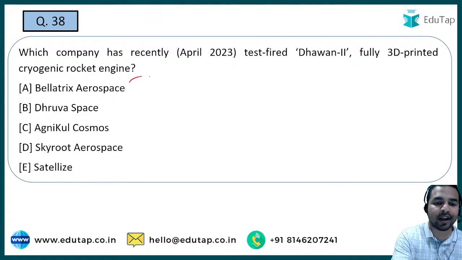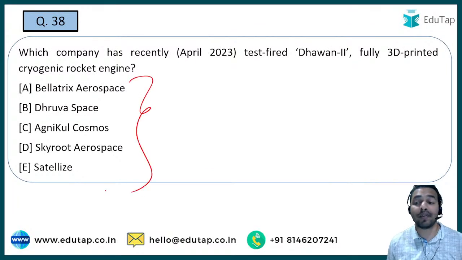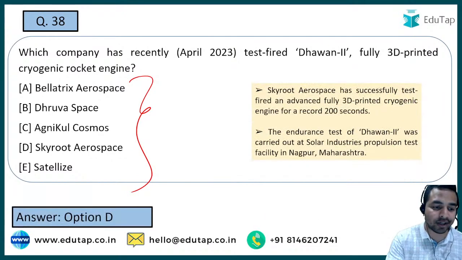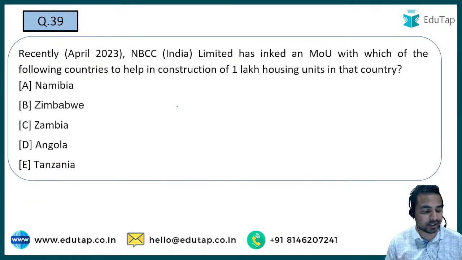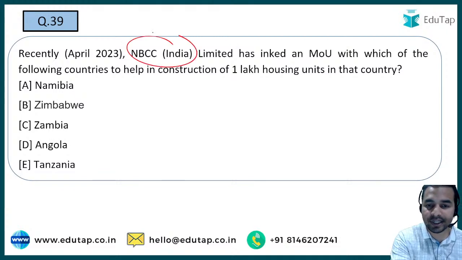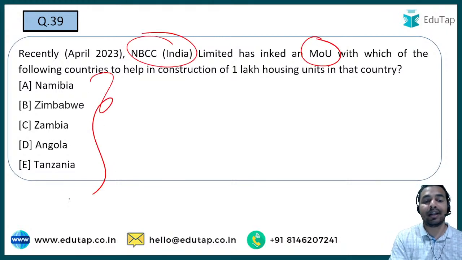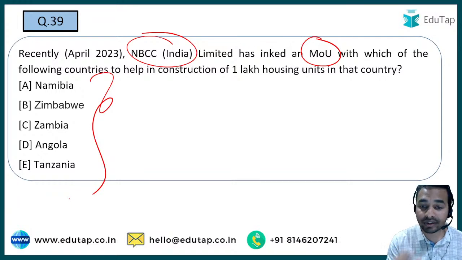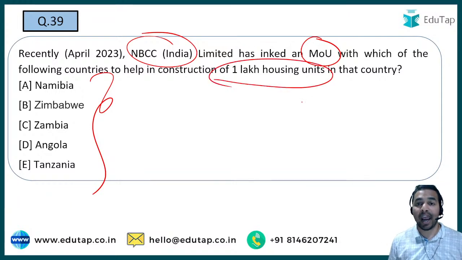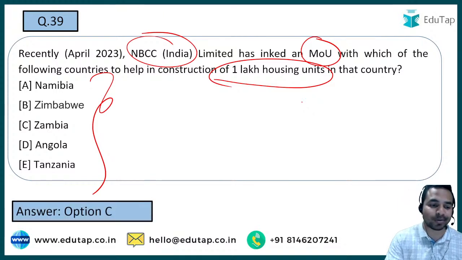You are required to identify the name of the company which has test fired a fully 3D printed cryogenic rocket engine. Very direct question. The right answer is Skyroot Aerospace. That is the right answer. Now the next question. So NBCC India Limited ने साइन किया है MOU, और आपको बताना है कि वो कौन सी कंट्री है जहां पर they are going to construct 1 lakh housing units, and the name of that particular country is option C, that is Zambia.